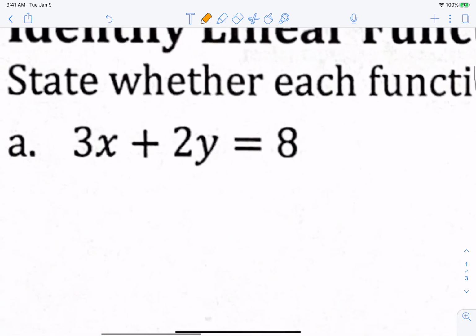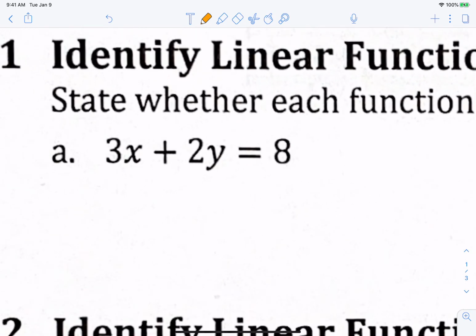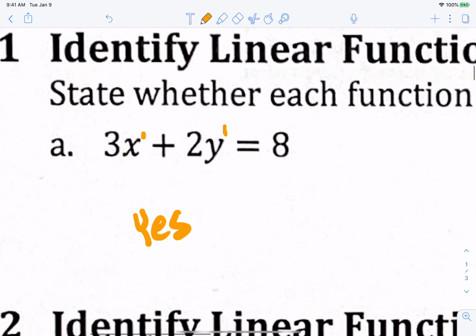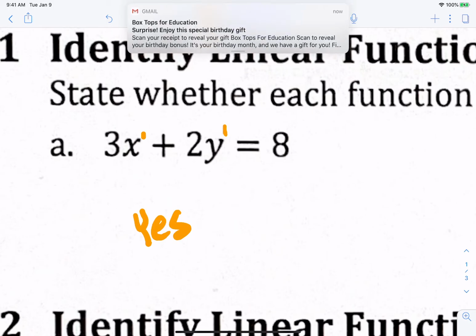All right, so let's go down to A. Is it linear? Yes. How do you know? Because you can get the y by itself. It's like a linear function that we're used to seeing. It's x to the first power, y to the first power. I could solve for y if I wanted to, and make it in the form of y equals mx plus b, and everything is ready to go. So yes, it is a linear function.